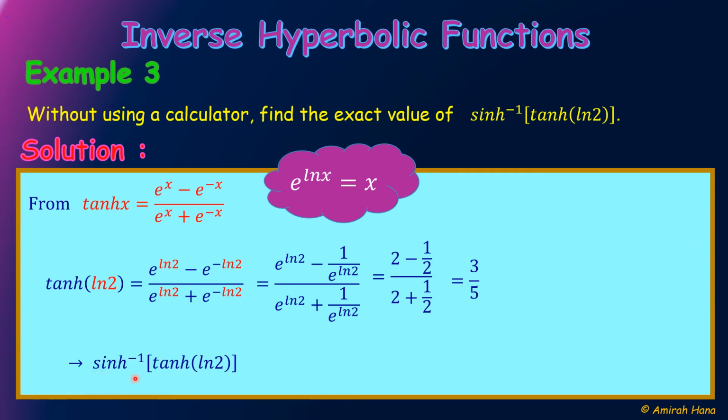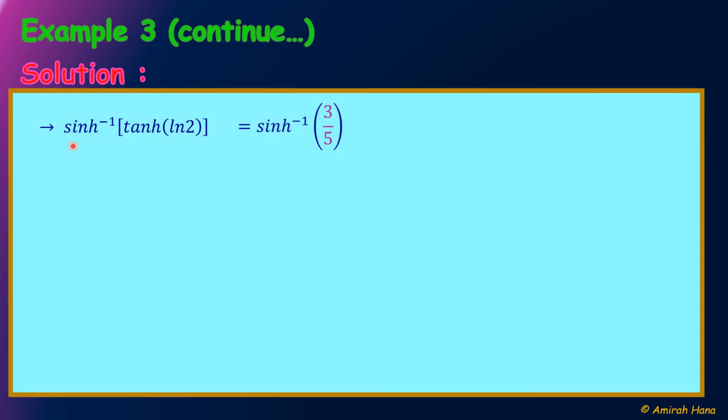Now we can find the value of inverse sinh tan ln 2 that is given in the question. We replace tan ln 2 with 3 over 5 here. Tan ln 2 equals 3 over 5, and outside we still have inverse sinh. From the previous slide, we stop until here.